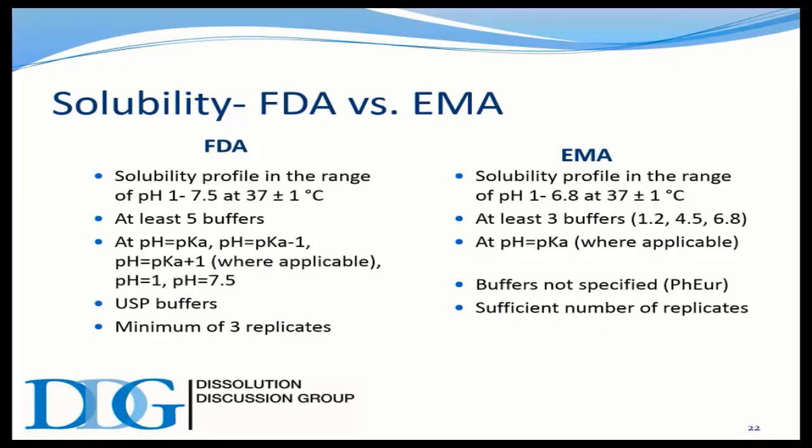But you should have a minimum of 3 replicates. And if you are looking for approval with either of these regulatory agencies, just be aware that there might be some slight differences. Even in this world of harmonization, not everything is appropriately harmonized.